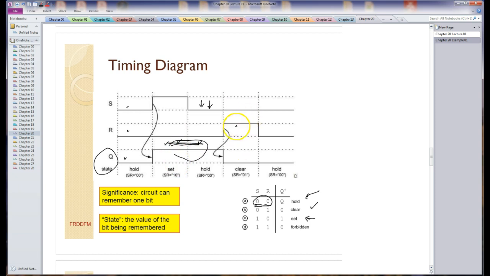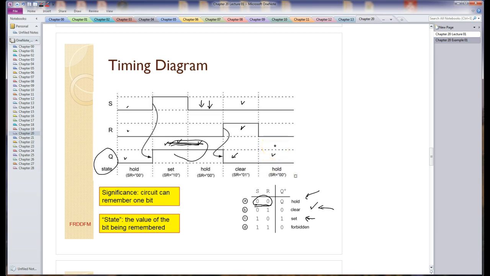Then lastly, I can also clear this circuit. Here S is a 0 and R is a 1. Okay, S is a 0, R is a 1. That's the clear condition. Here's your clear happening right there. The output goes to 0, which is the state, and then I can switch it back to the hold condition. And by all means, that 0 doesn't magically change to 1.